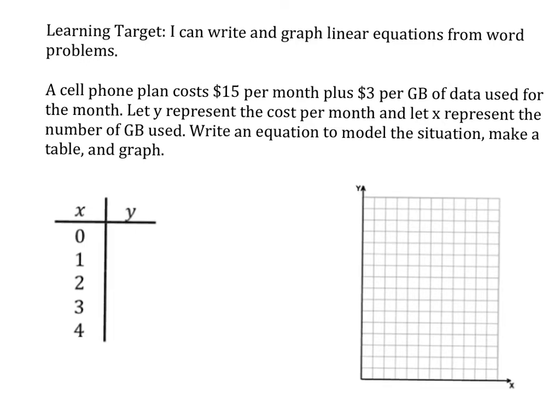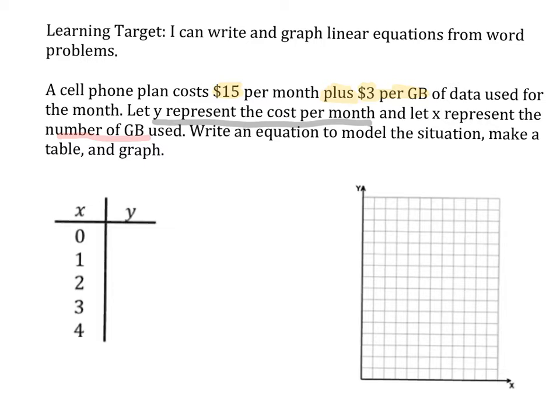A cell phone plan costs $15 per month, plus $3 per gigabyte of data used for the month. Let y represent the cost per month, and let x represent the number of gigabytes used. Write an equation to model the situation, make a table, and graph.